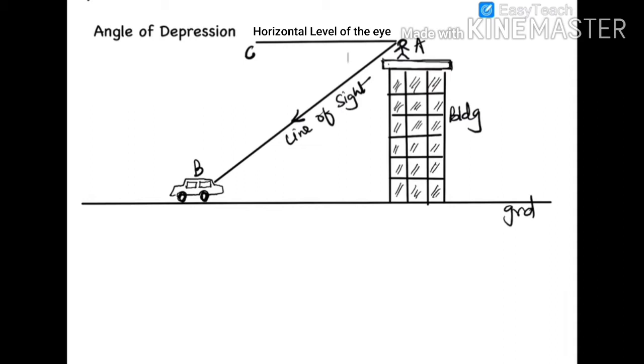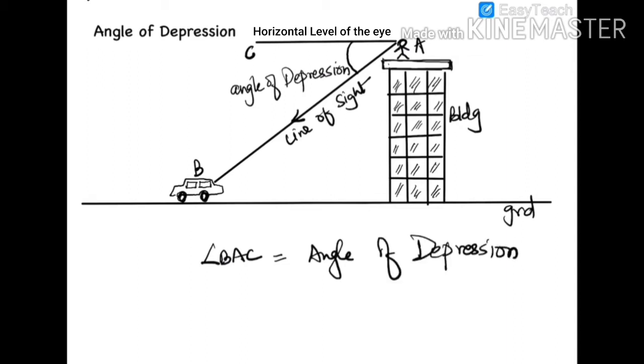So this angle that the line of sight now makes with the horizontal level of the eye is called the angle of depression. So angle BAC is the angle of depression. So remember that angle of depression is made when a person is looking below the horizontal level of the eye. That is, we lower our head in order to see that point.